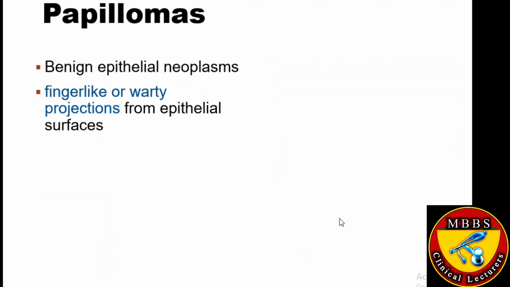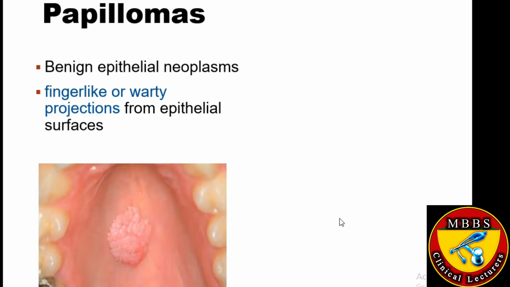Remember the word finger-like projections. You must have seen these in the body or in some patients. So they are like finger-like projections. Alright, this is the gross architecture of the papilloma. You can see that there are finger-like projections.